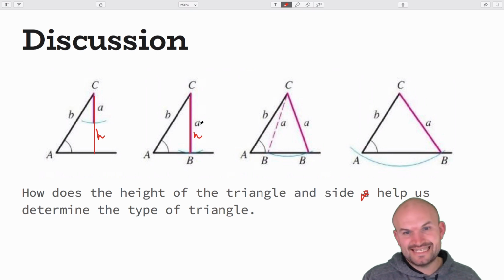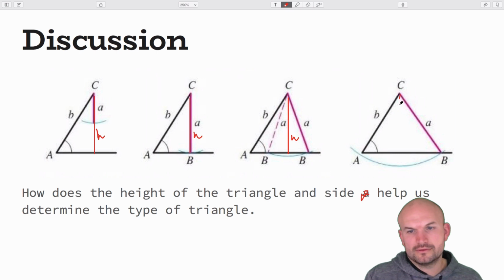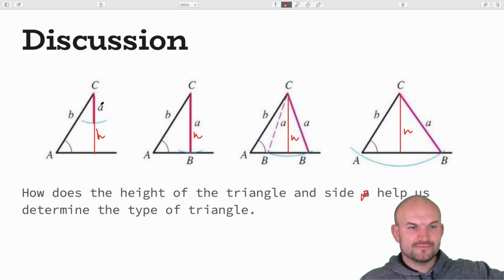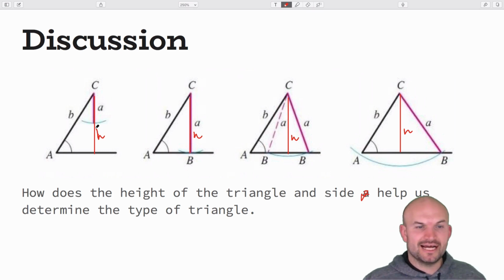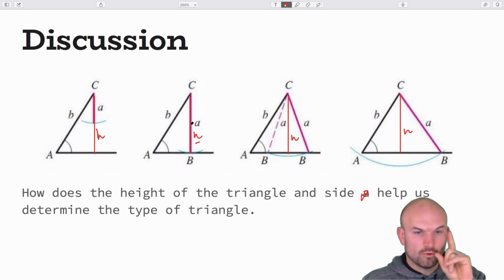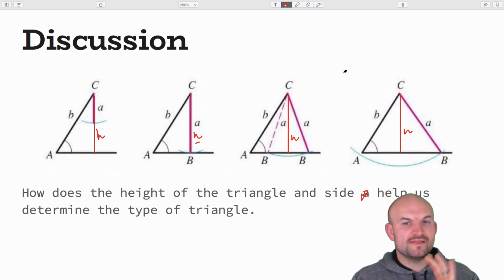How does H relate to A? Or here, or here. The point that we wanted to see was that when the opposing side, this A, was shorter than the height, no triangle existed. When H is equal to A, you can see that 1 right triangle exists. The one thing that makes this confusing is when A is larger than H, which is not true for these two.